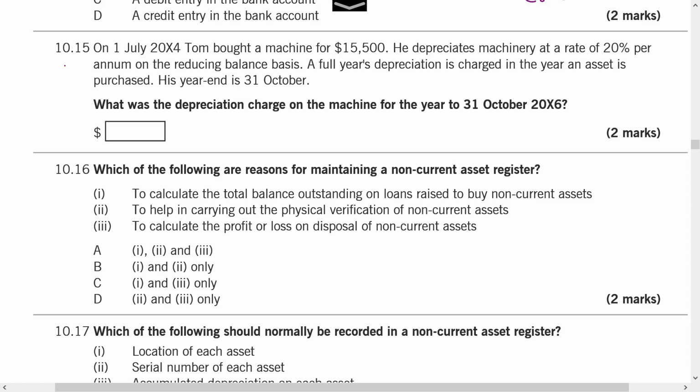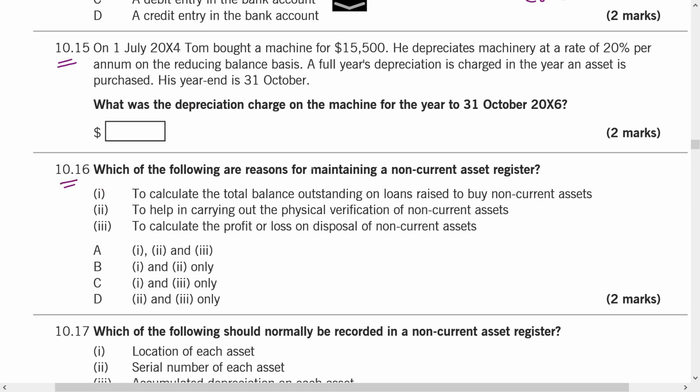After that we have question number 15. What was the depreciation charge on the machine for the year to 31st October 06? This question is similar to the previous questions which we had already solved. So you are required to attempt it by yourself.